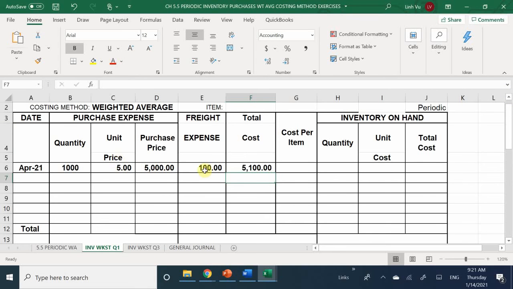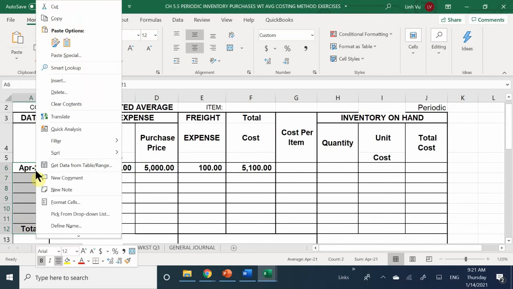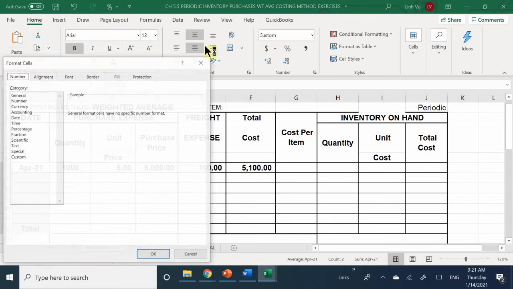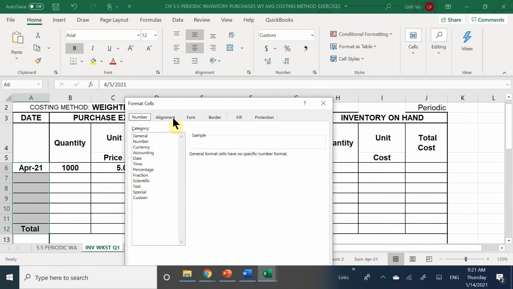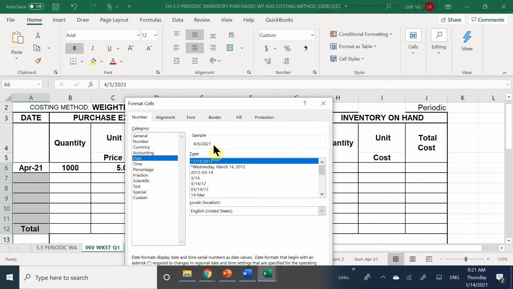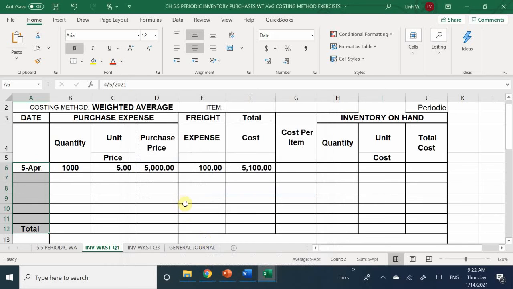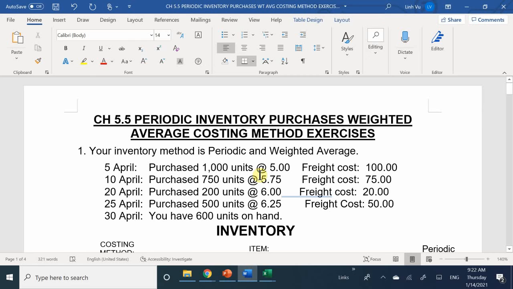Okay. So now that we've finished our first transaction, I'm going to fix the date real quick. Okay, so again, format cells. I want this to be the date. And how do I want it to look? I want it to look like this one. Okay. There you go, April 5th. Right? So then what has happened next on April 10?